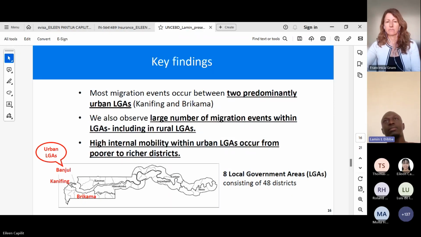Next. And then what were the key findings? Here we realized that the local government areas, the LGAs, to which most of the migrations are happening, are the Kanifing and Brikama LGAs. But we also know that there are movements within LGAs. This also includes LGAs which are predominantly rural. And naturally, what happens within those LGAs is that people are moving from poorer districts to richer districts. And it's interesting to know that Gambia has 8 local government areas. And we will see in the next slides how these movements are happening.